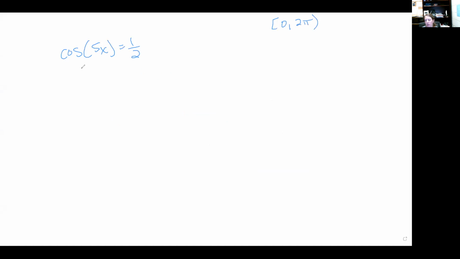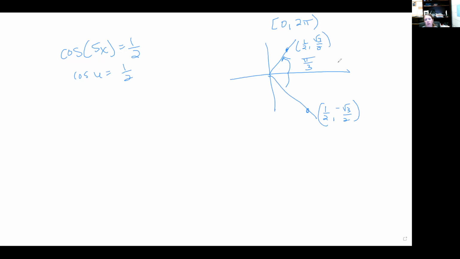So what this is saying is we're looking for some value where the cosine, the x-coordinate, is going to be 1/2. If I look on the unit circle where x is equal to 1/2, that's going to be the ordered pair 1/2, square root of 3 over 2, and that solution is pi over 3. And then if you go all the way around, this solution down here is also going to be 1/2, with a negative square root of 3 over 2, and this solution is 5 pi over 3, okay?